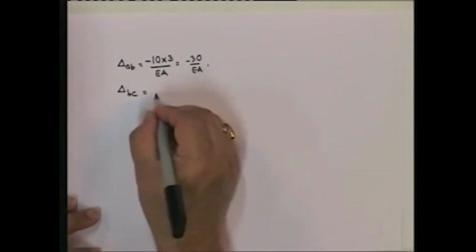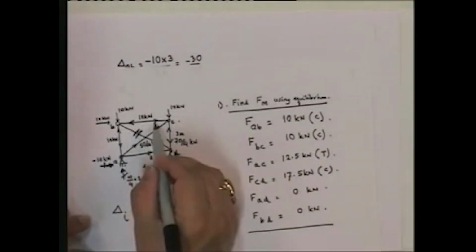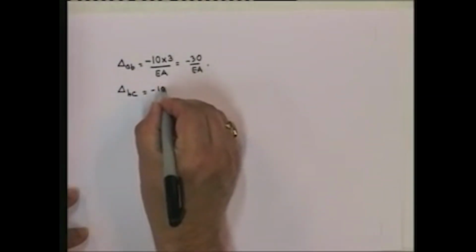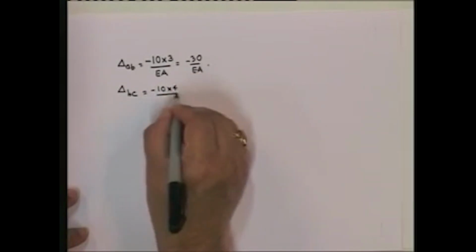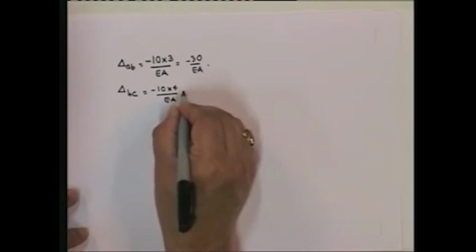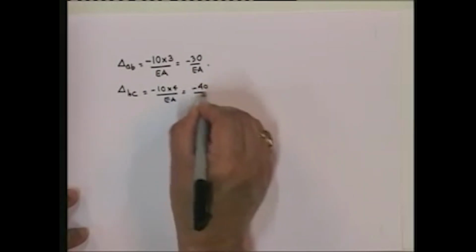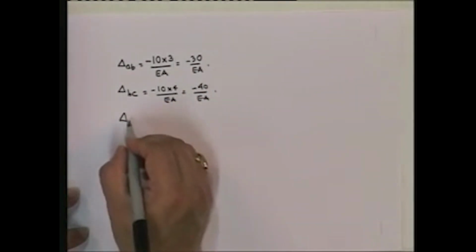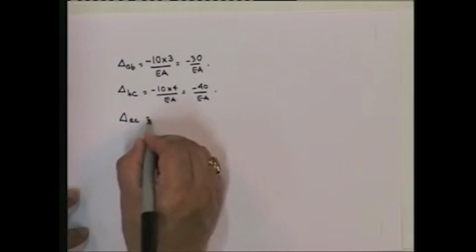Now let's look at delta BC. This is also 10 ton BC. This is 10 ton, and what's the length? Length is 4 meters. So this is going to be equal to minus 10 into 4, minus 40 upon EA.